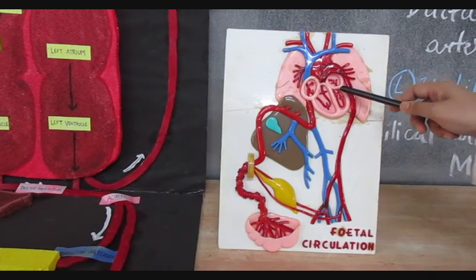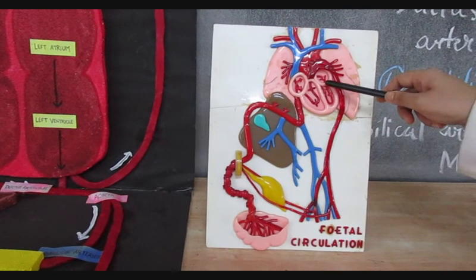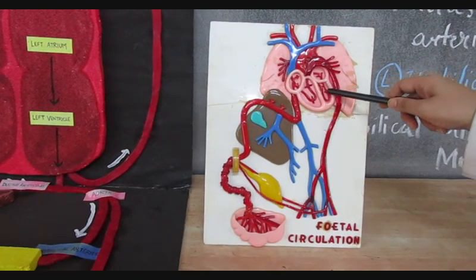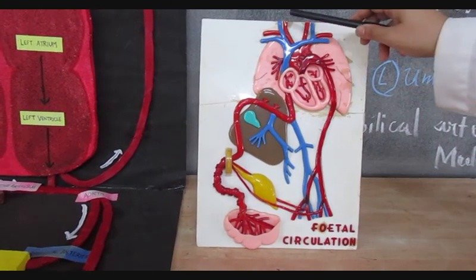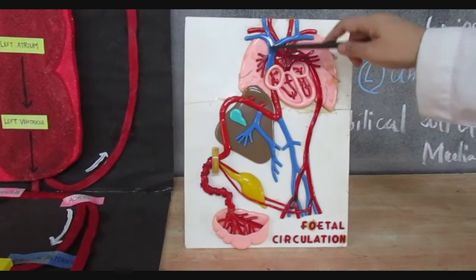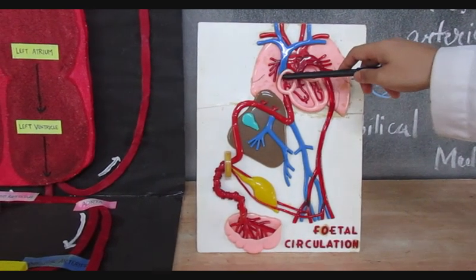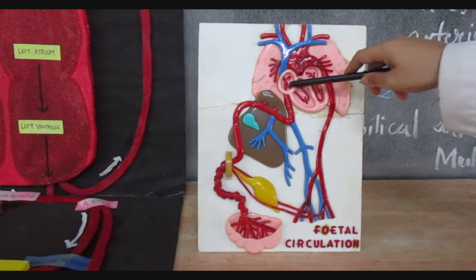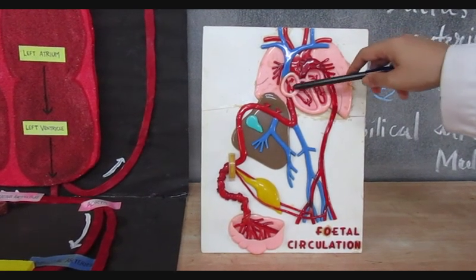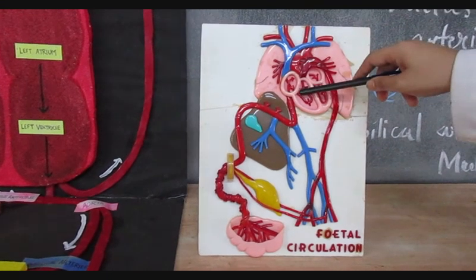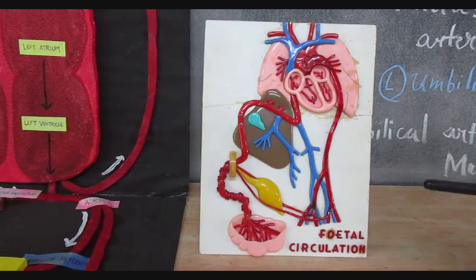Whatever blood has gone here, 80% of it has gone via the bicuspid or mitral valve. It goes via the aorta. At the same time, the blood which has come from the upper parts of the embryo via the superior vena cava, 20% of it, constitutes 20% of the blood coming to the right atrium, that is gravitating to the right ventricle via the tricuspid valve.